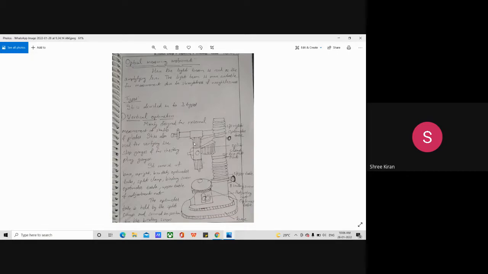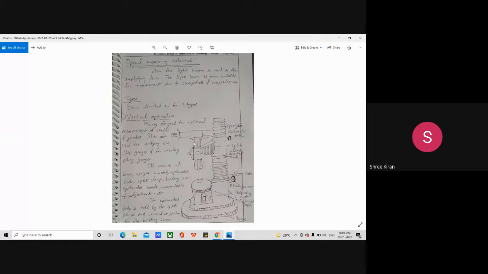Then the beam passes through the objective to the tilting mirror, and the actual scale can be seen through the eyepiece. This is what happens with respect to the working of a vertical optimeter.